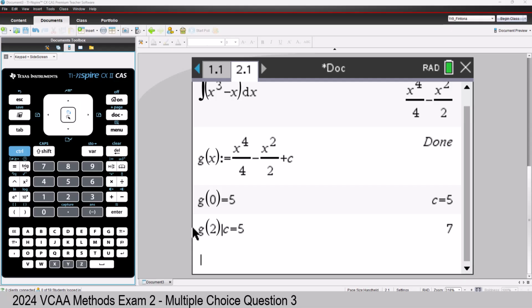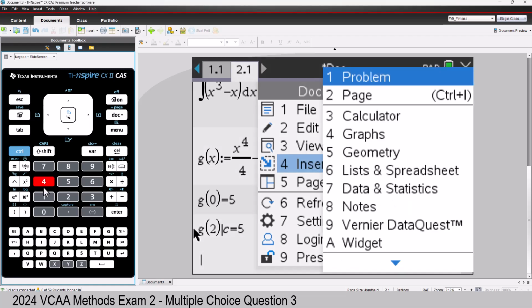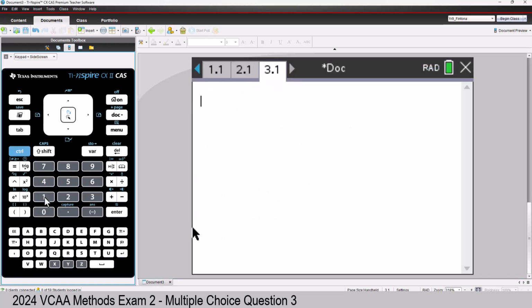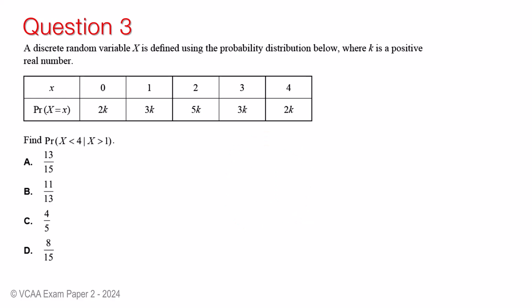Question 3. It's a new question, so I'll insert a new problem. You'll see why later in this video. It's time to pause and try the question. This question provides information about a probability distribution that is populated with k rather than specific numeric probabilities. We are asked to find the probability that x is less than 4 given x is greater than 1. So what does that mean?